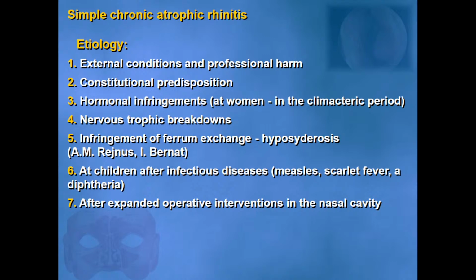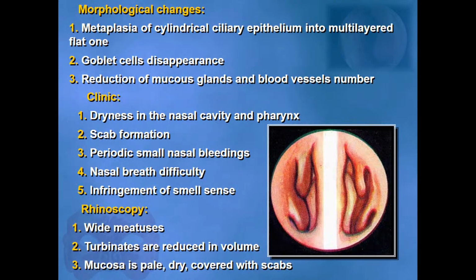Neurotrophic problems, infringement of iron exchange, hypersiderosis, children after infectious diseases, and after operative interventions in the nasal cavity. So the picture will be opposite to the hypertrophic form. We can see the metaplasia of cylindrical ciliated epithelium, goblet cells disappeared, and you can see that the thickness of nasal mucosa decreased due to reduction of mucous glands and blood vessels number.